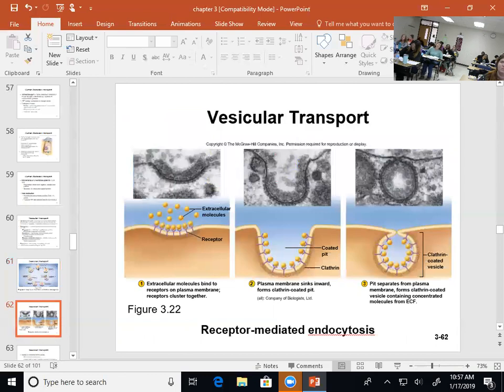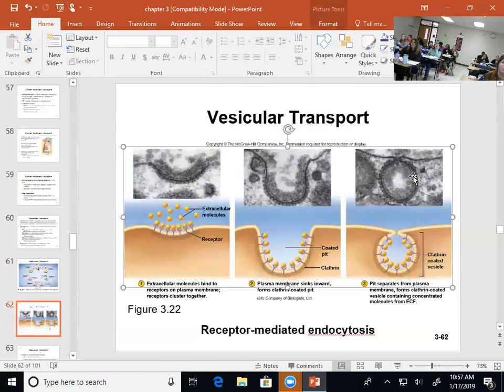Now, that was a little illustration, but here's an actual electron micrograph. So this is a cell membrane. These are particles in the extracellular fluid. They hook up with receptors that are in the membrane, and then the entire membrane collapses on itself. And now, what had been part of the external membrane is now a vesicle inside the cell, and the cell can break this open and use those particles it brought in. So this is a process of endocytosis, the process of cells bringing things in.